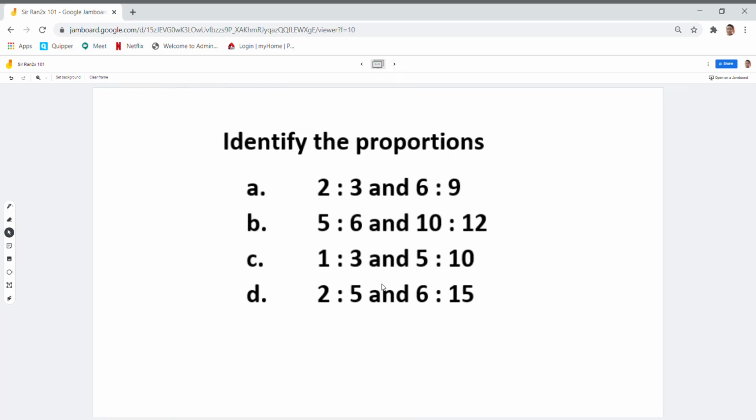Now, if you were to identify the proportions below, which among A, B, C, and D are proportions? I will leave that to you.